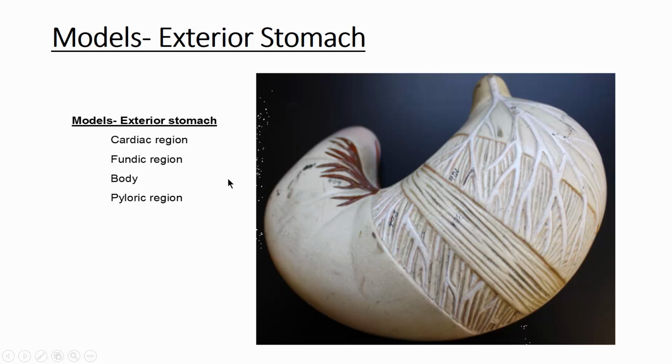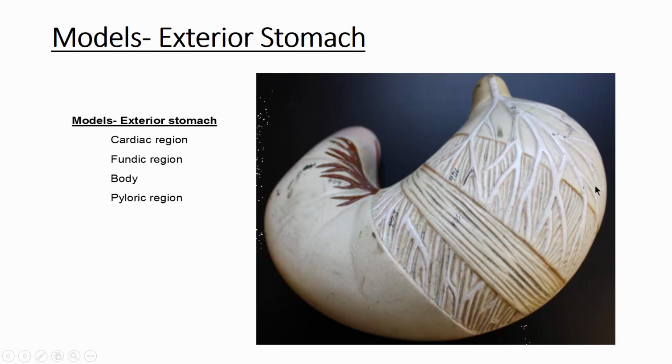As far as this view of the stomach, you can see the exterior view where you have the cardiac region. So the heart lies up, of course, in the mediastinum area between the lungs. So the esophagus comes through that area and then enters into the stomach. So you have the cardiac region.